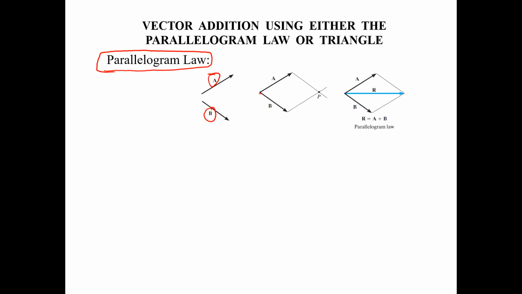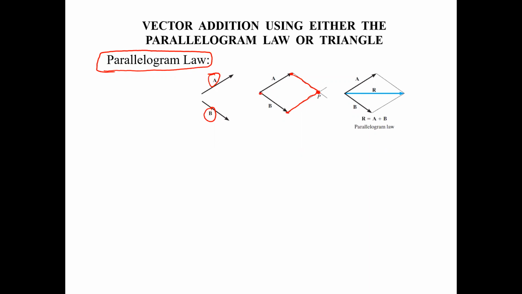And then from this point, make a line parallel to vector B. So this is the line parallel to vector B. Now from the tip of vector B, draw a line parallel to vector A, okay? And these two lines meet here at this point P, right?